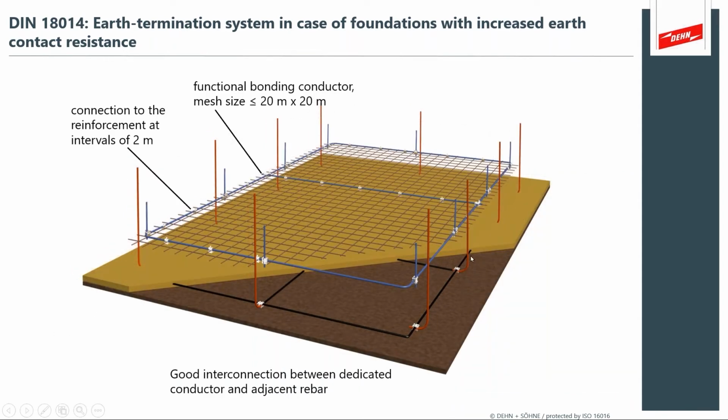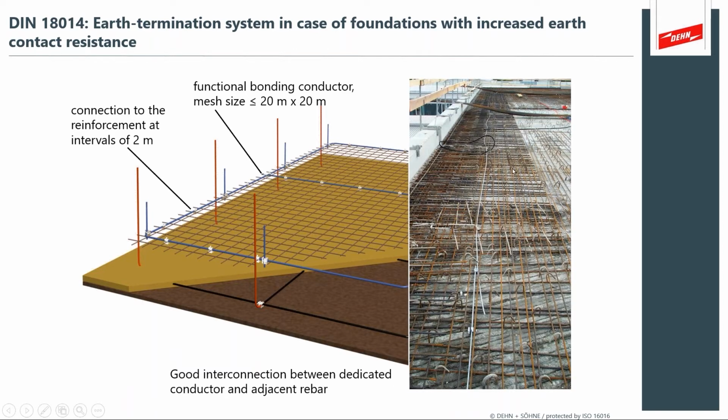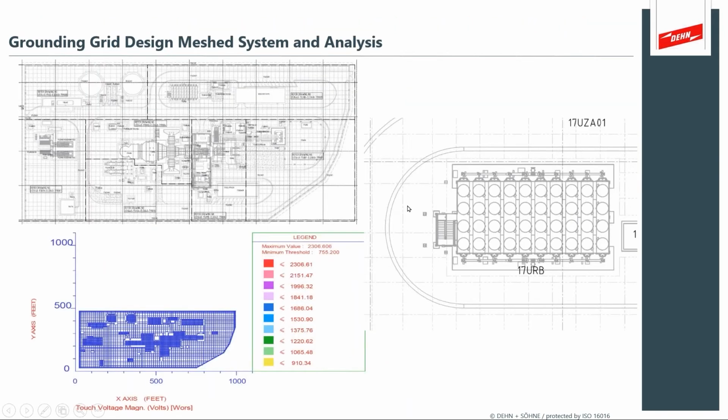And finally, the final system, in the case of foundations with increased earth contact resistance. We're looking for good interconnection between the dedicated conductors and the rebar that's buried in the actual concrete system. So what does a grounded design mesh system look like at a larger plant?